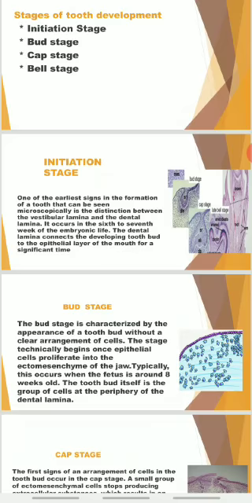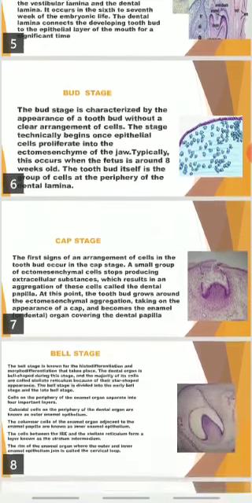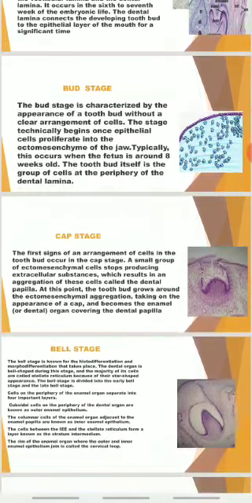Well, after this, I'm going to discuss the cap stage. The first sign of an arrangement of cells in the tooth bud occurs in the cap stage. It is the stage which shows the first signs of arrangement. After this, a small group of mesenchymal cells stops producing extracellular substance, which results in an aggregation of these cells called the dental papilla.